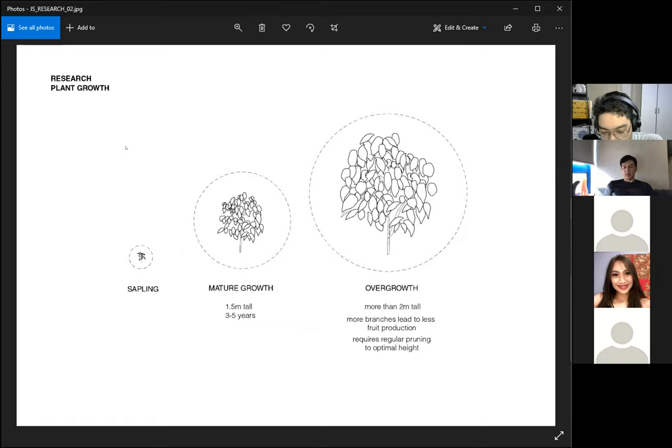Some will grow to more than 5 meters. Pero according to what I've read, when it grows to more than 2 meters tall, the production of cherries actually becomes less since there's more branches, which is why it's needed to be trimmed regularly. So it produces the optimal amount of cherries.